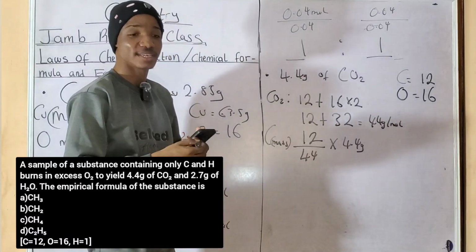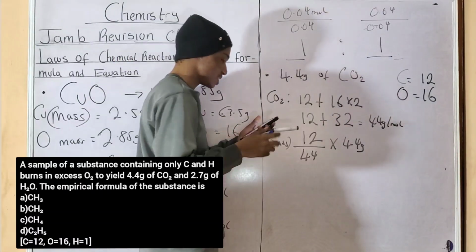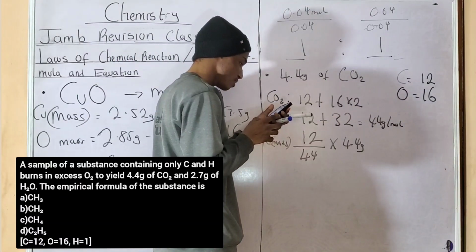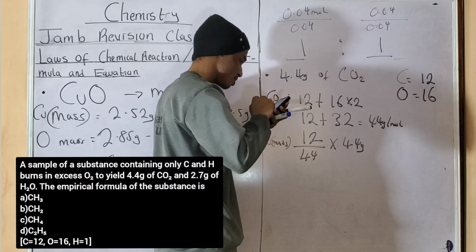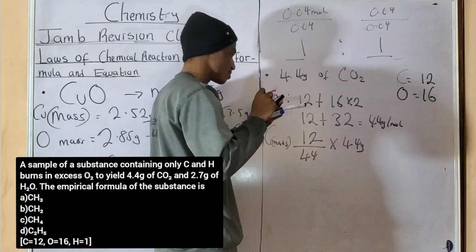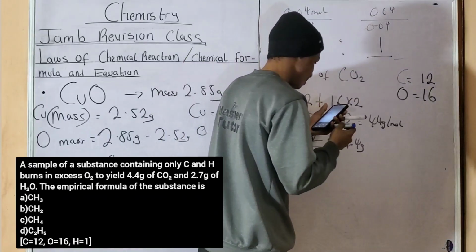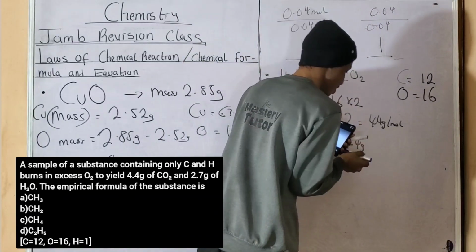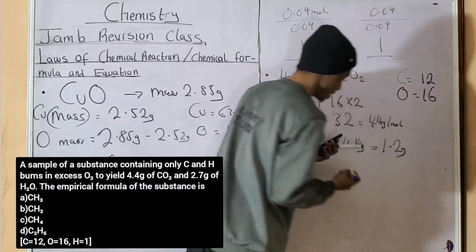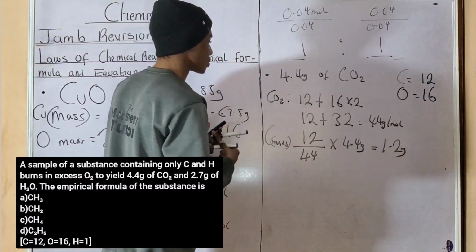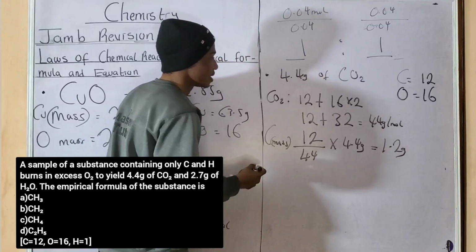That is the first thing that I will calculate. So for this, I'm going to have 12 divided by 44 times 4.4. That is 1.2 gram. That is the mass of carbon present in CO2. Now, let us calculate the mass of hydrogen as well.